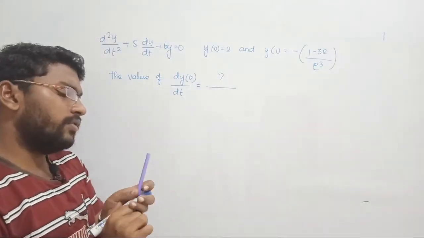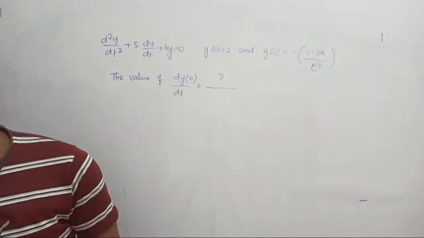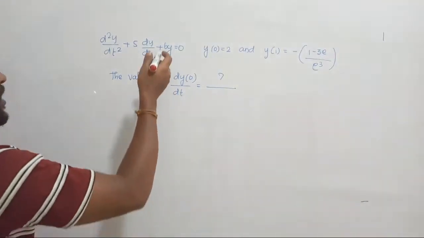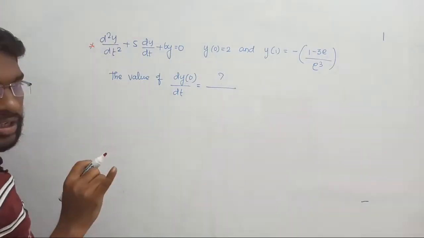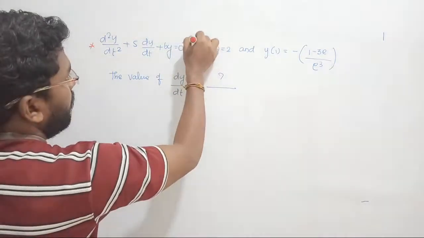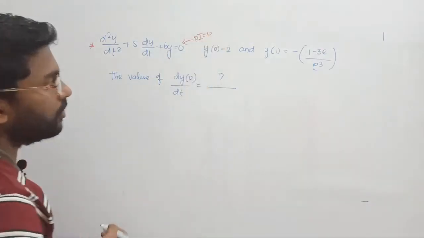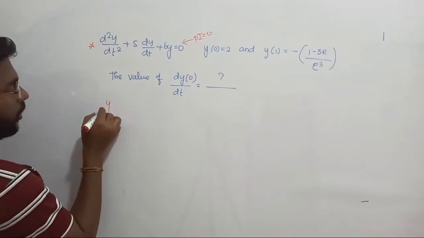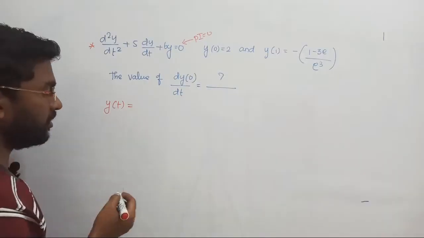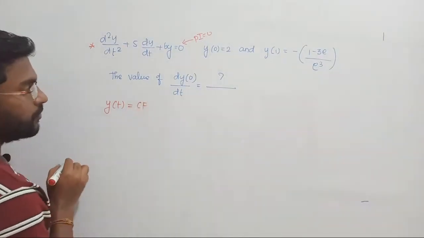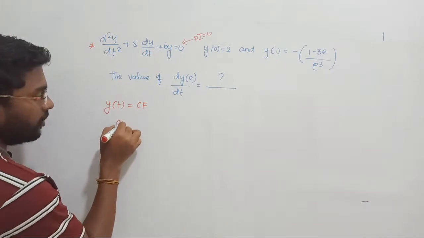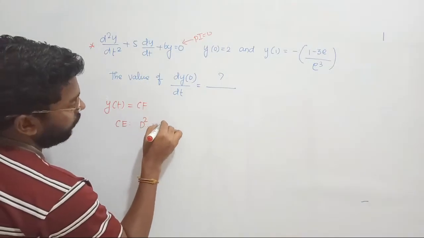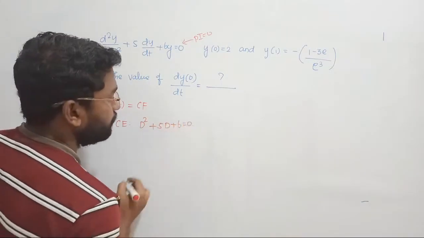Anyway, you can try it by yourself, but let me do it. Shall we solve? First thing, it clearly denotes it is a higher order differential equation. The second thing is the particular integration is going to be 0, since the RHS is equal to 0. Third thing, the complementary function. The solution can be written with y as the dependent variable and t as the independent variable, y of t equal to the complementary function. In order to obtain it, we have to find the characteristic equation, which is d square plus 5 times of d plus 6 equal to 0.